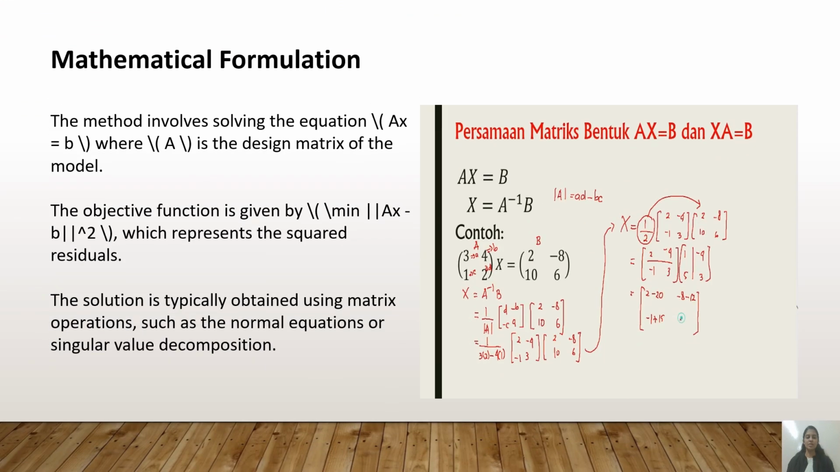Mathematical formulation. The method involves solving the equation Ax = b, where A is the design matrix of the model. The objective function is given by min ||Ax - b||^2, which represents the squared residuals. The solution is typically obtained using matrix operations such as normal equations or singular value decomposition.